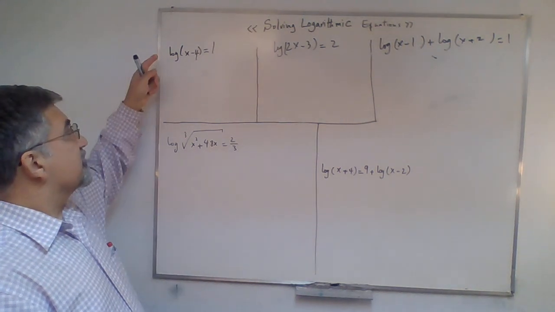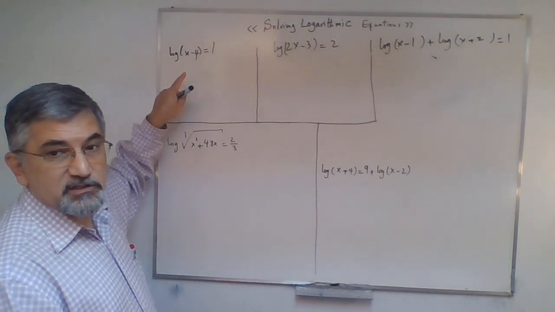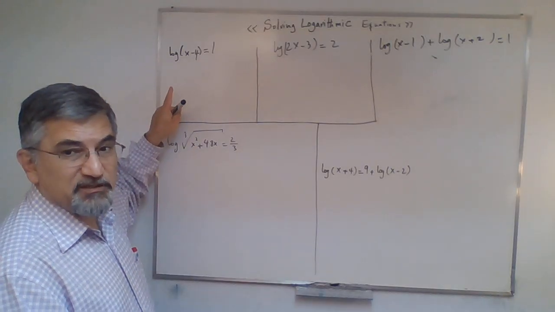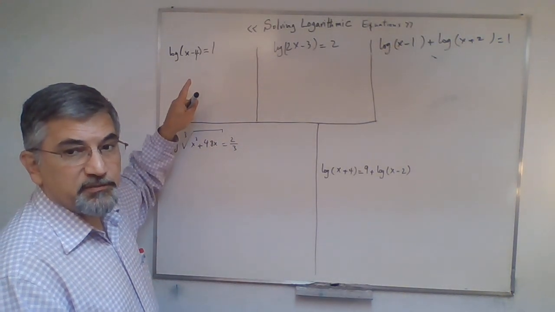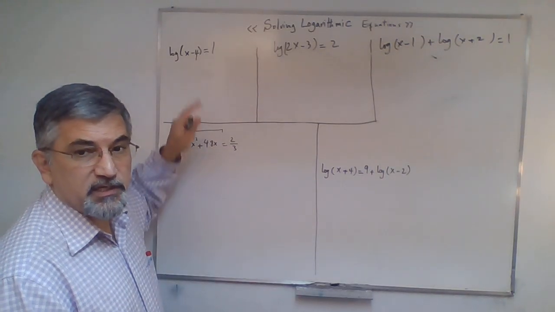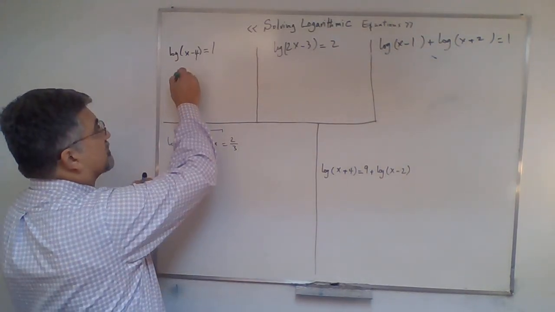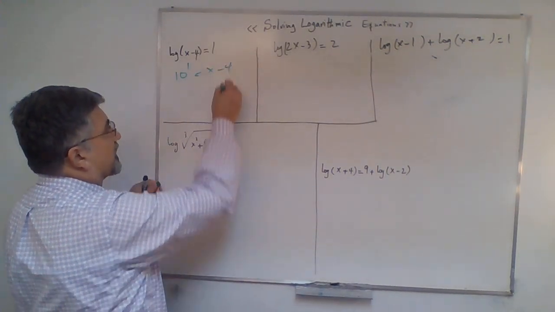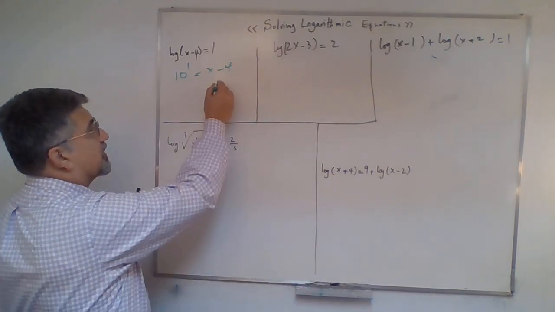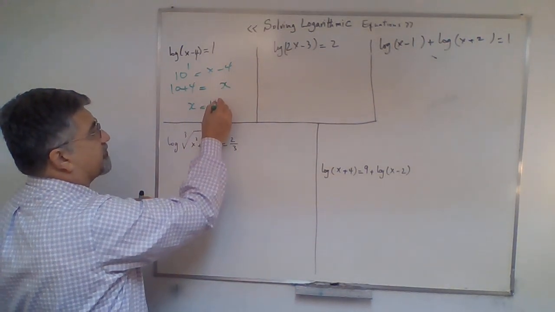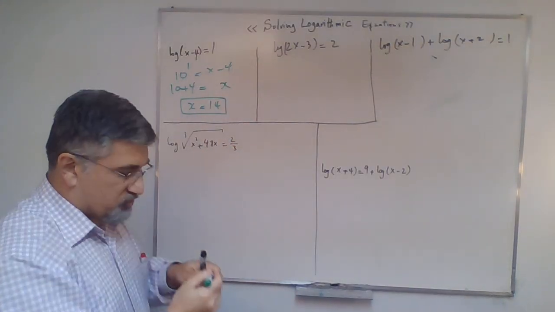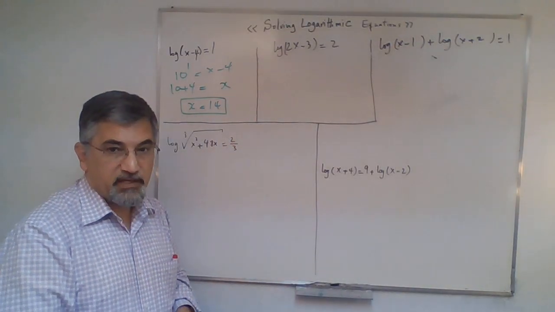We're going to say if log of something to the base 10 is equal to 1, this means that 10, the base, raised to the exponent of 1 should equal x minus 4, the argument of the logarithm. So here I'm going to say 10 to the exponent of 1 equals x minus 4, from where x would equal 10 plus 4, that is 14. So pretty straightforward kind of exercise.